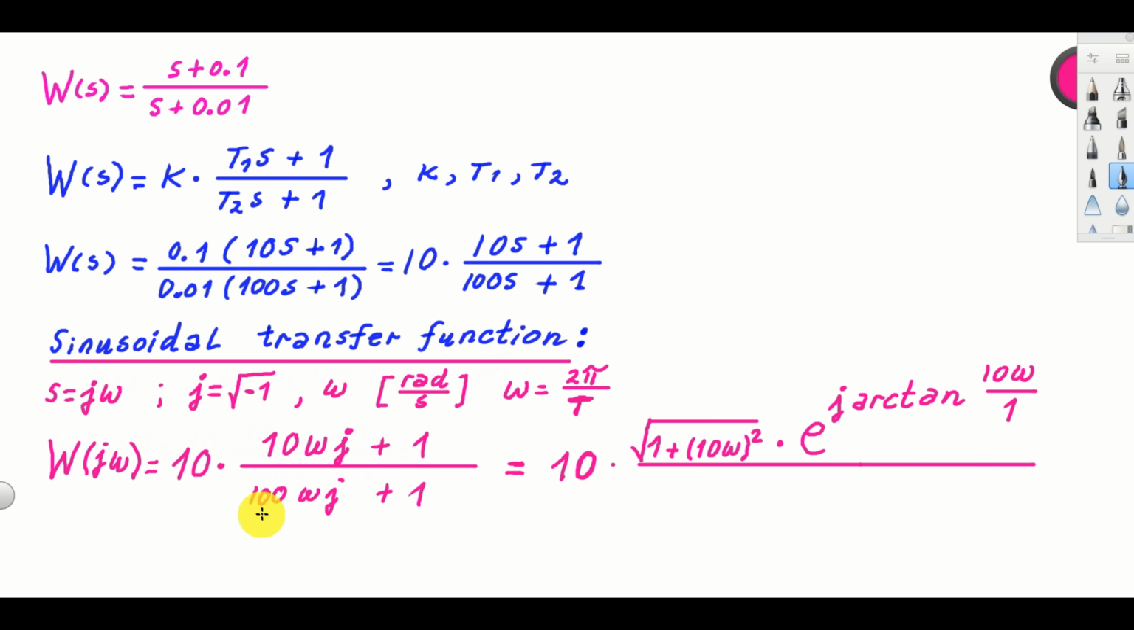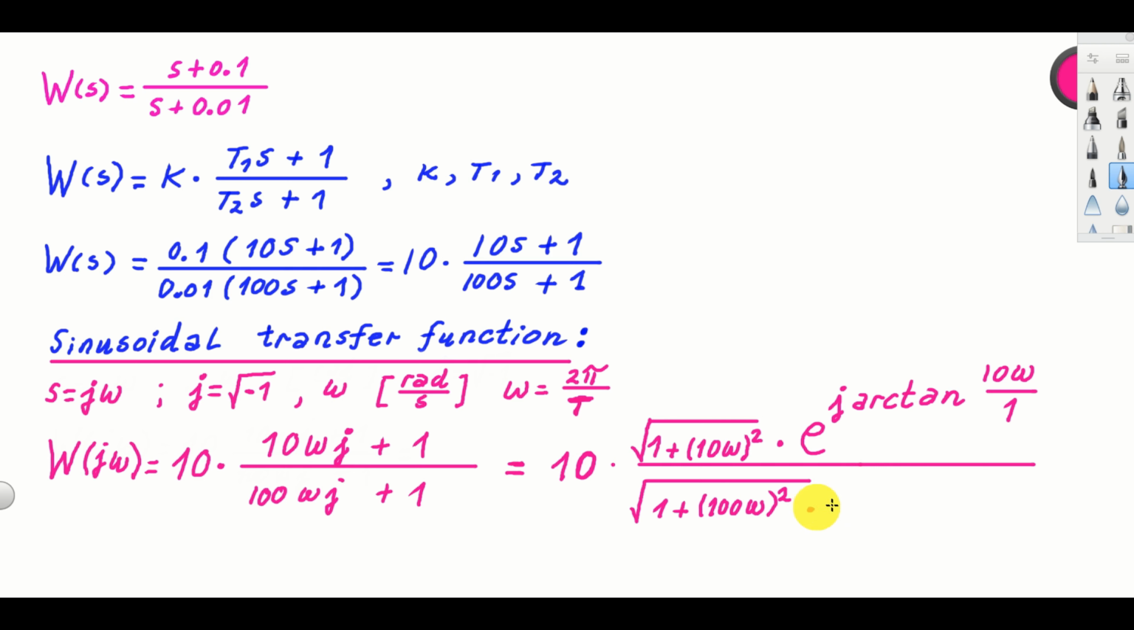However, we also need to do the same thing for the denominator. In the denominator, we will have the square root of 1 plus. Then we need to square the imaginary part, and that's 100 omega squared.